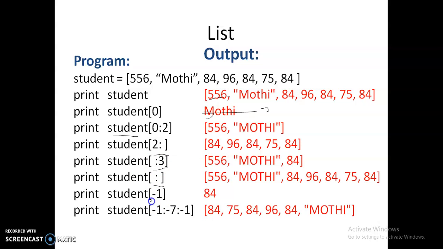Student of -1 takes the last element of the student, because it is last but 1. Next is student of -1 to -7 with the step value as -1. Then it takes the values from the last element to the first element, in reverse order. It starts from the last element and prints one by one up to -7 as the negative index, and the difference of these values is -1, that is, the step value is -1. It decrements by 1 every time, and it prints the elements from the last to the first.